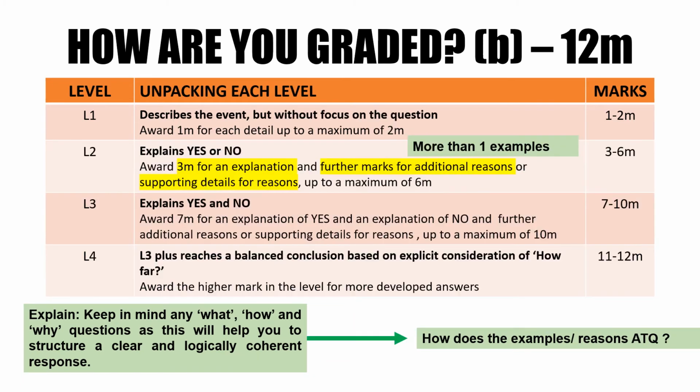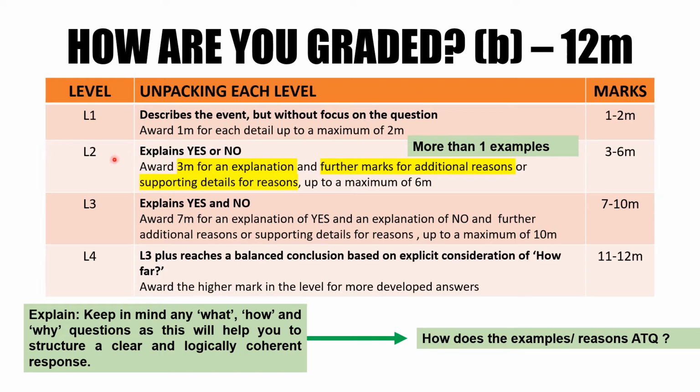Now moving on, we're looking at the B question, which is 12 marks. And for 12 marks, there are actually 4 levels. Again, if you describe the event or the particular timeline for history, it is 1 to 2 marks. Now usually the 12 mark question is a how far question, which means that there is a yes and there is a no.